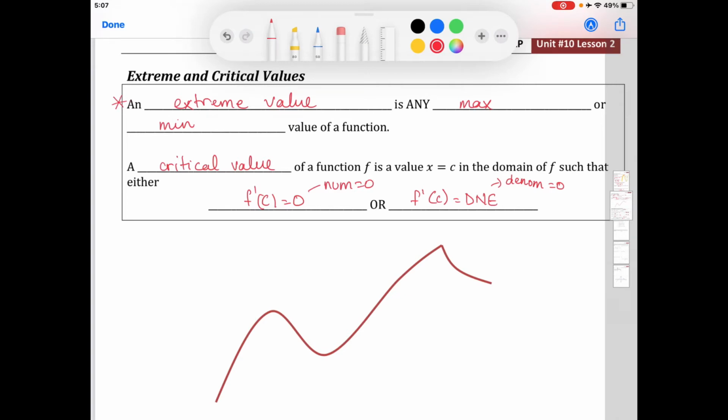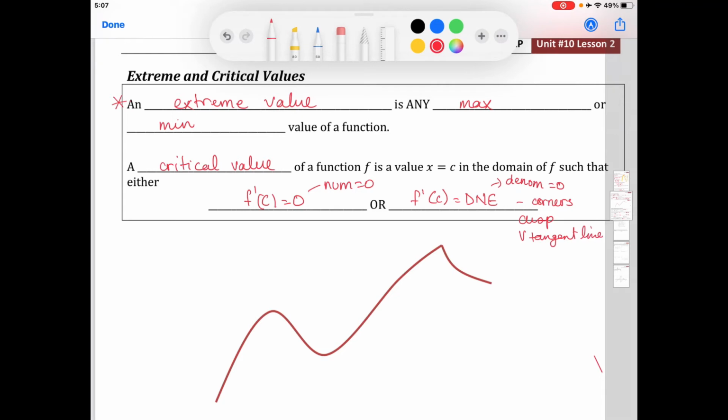And what's a critical value of a function f? It is a value x equals c in the domain of f such that either your derivative is equal to 0, which early on in the year we talked about is when your numerator is equal to 0, or your derivative does not exist, which is when your denominator is equal to 0, and that usually happens when you have corners, cusps, or vertical tangent lines.